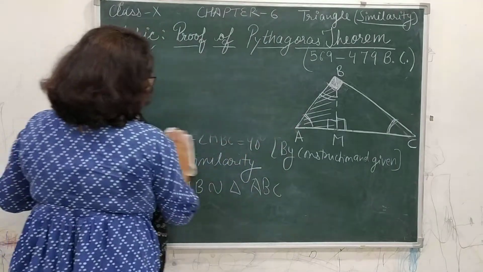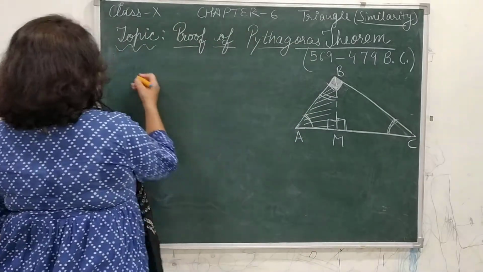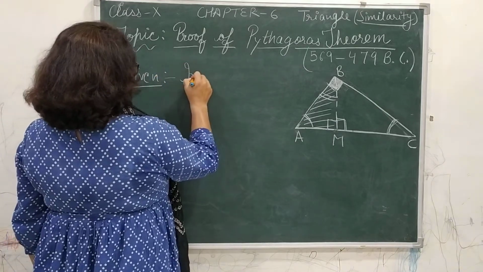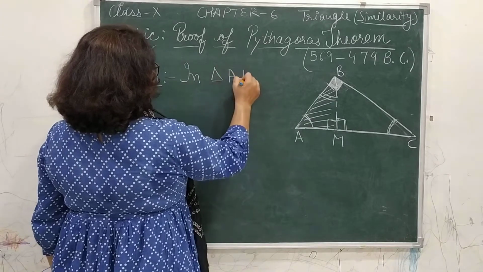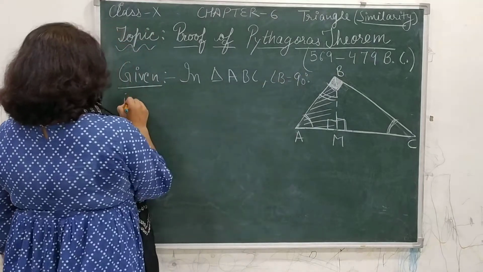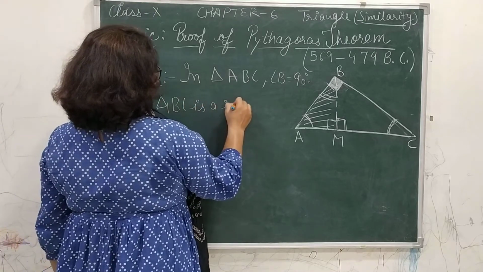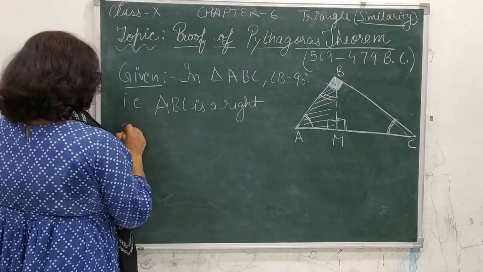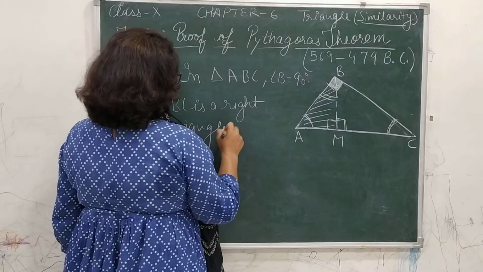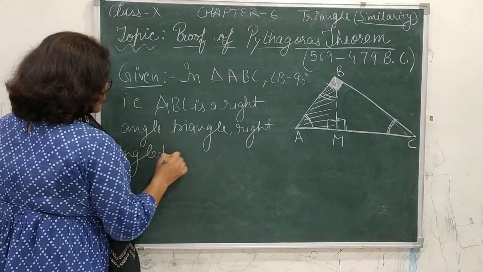Now we are going to prove our Pythagoras theorem. So quickly let us write down the given in the theorem. Given is in triangle ABC, angle B is 90 degree. That is, ABC is a right angle triangle, and we have to mention that it is right angled at B.